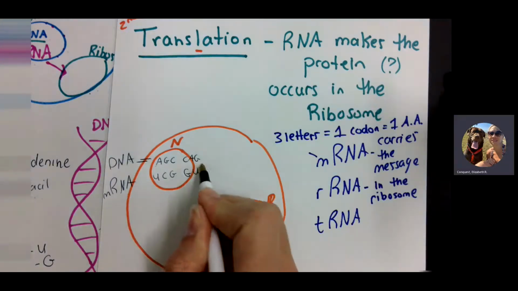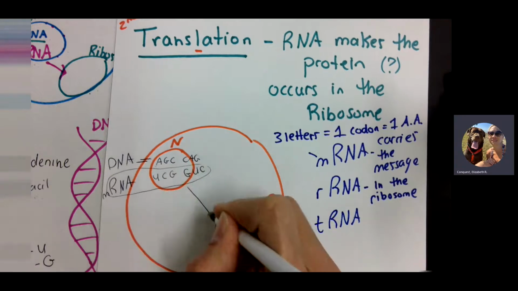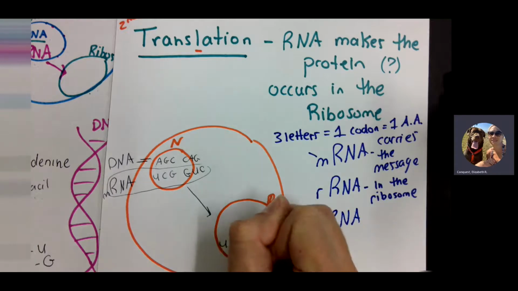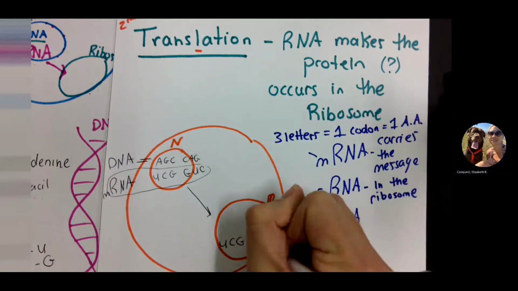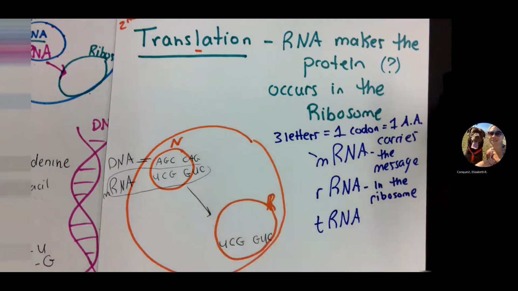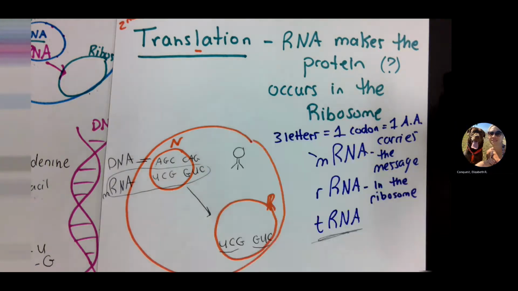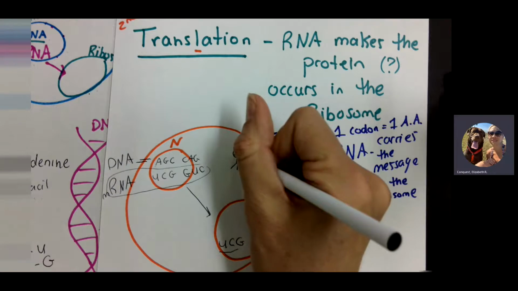All right, so this messenger RNA, remember, goes to the ribosome. It's carrying the message. So I'm going to write it again here. UCG, GUC. All right, so these are my codons. This is what the code is for my specific amino acid. All right, this is where transfer RNA comes into place. Transfer RNA, I like to think of him as a little helicopter. He is actually the one carrying the amino acid. So here's my amino acid.